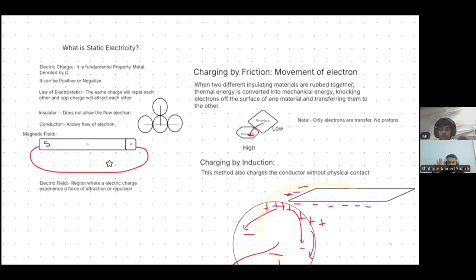Okay, so suppose if I am rubbing a polythene rod on a cloth, so what will become negative, rod or cloth? The cloth. Okay, perfect, very good. That's perfectly correct.